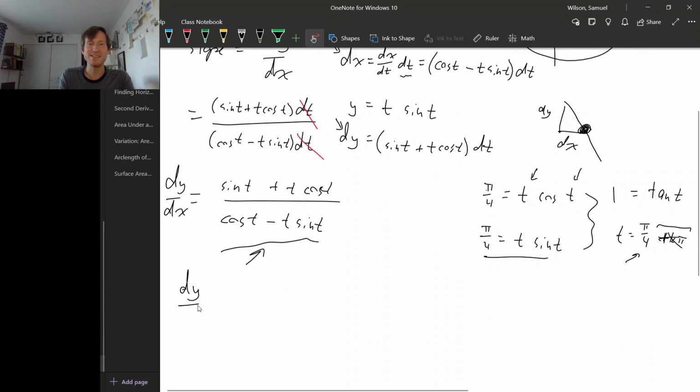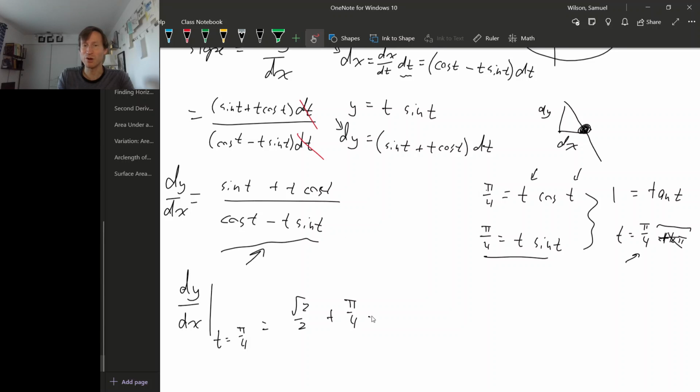So now we can take dy dx, which is a function of t, and evaluate it when t is pi over 4. So sine of pi over 4 is root 2 over 2, plus t is pi over 4, times cosine of pi over 4, which is root 2 over 2, over cosine pi over 4, which is root 2 over 2, minus t, which is pi over 4, times sine of pi over 4, which is root 2 over 2. Okay. And then I guess maybe we should multiply the numerator and the denominator by 8 just to simplify all the fractions.